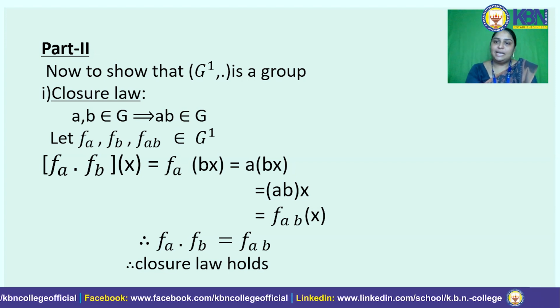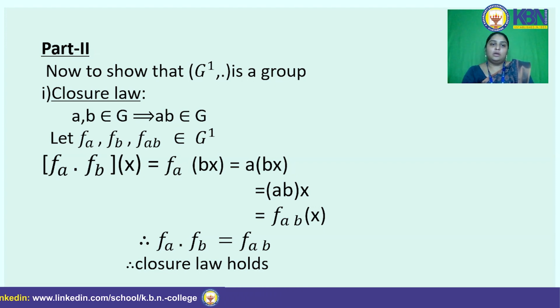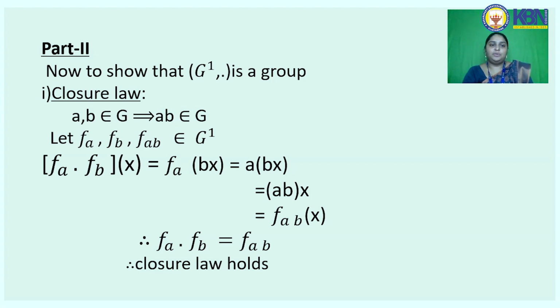To prove that G dash is a group, first of all, we have to prove the closure property. Since the finite group G satisfies all the properties like closure, associative, existence of identity and existence of inverse, that means G satisfies the closure law. Here we are using that property. Let a comma b belong to G such that ab belongs to G. Now we have to prove that G dash also satisfies the closure law. In G dash, we have all the mappings in the format Fa, Fb, Fab. We take the three elements Fa, Fb and Fab belonging to G dash.